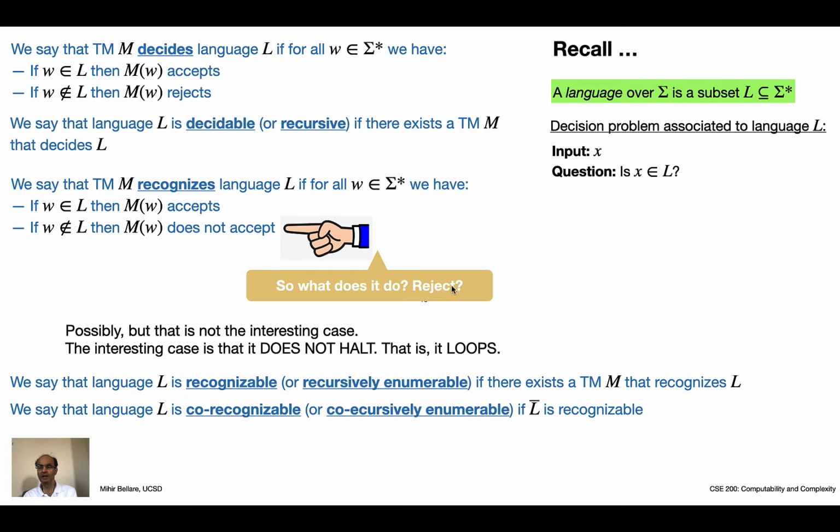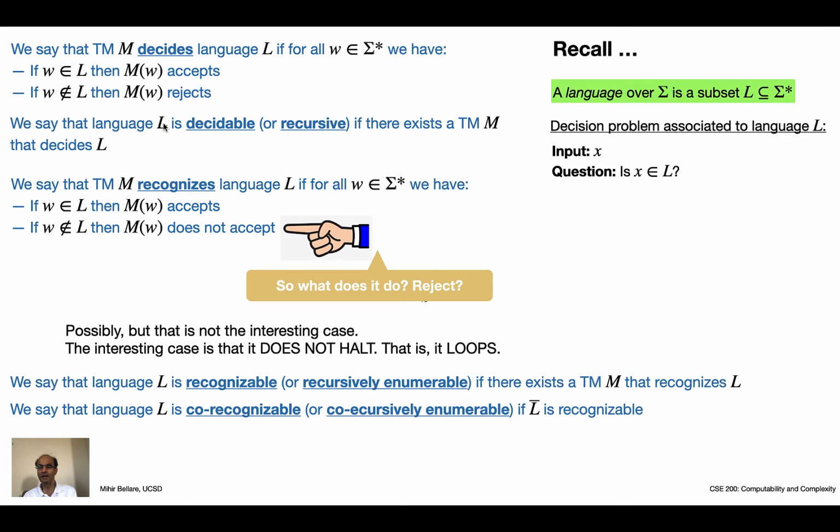Now, importantly, this has to hold for all strings over the alphabet. And remember that both accept and reject mean that the machine halts.